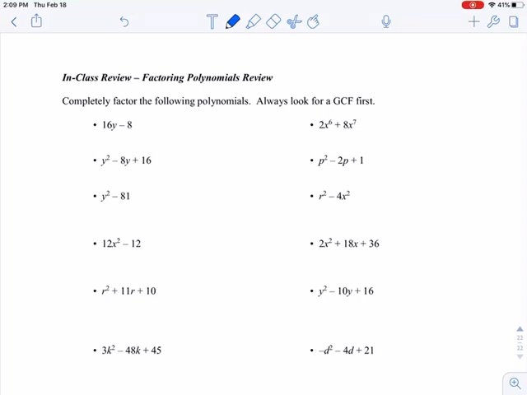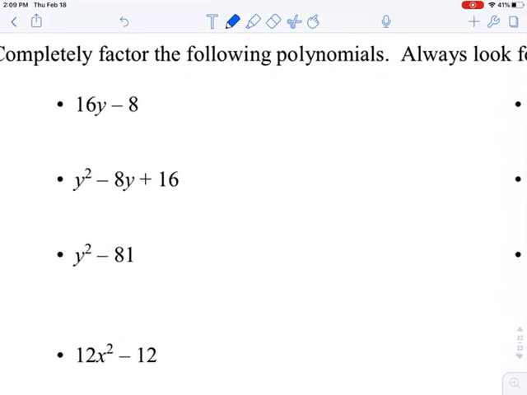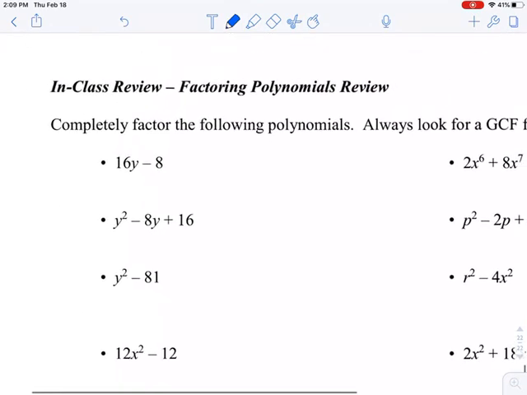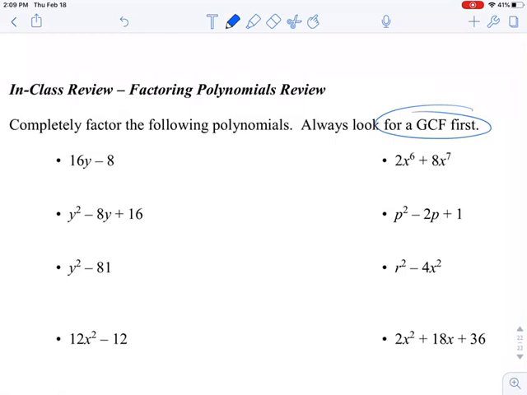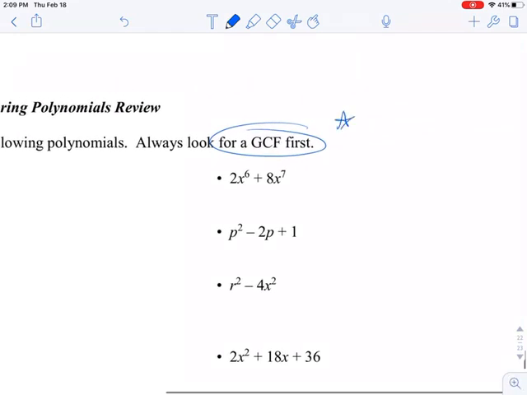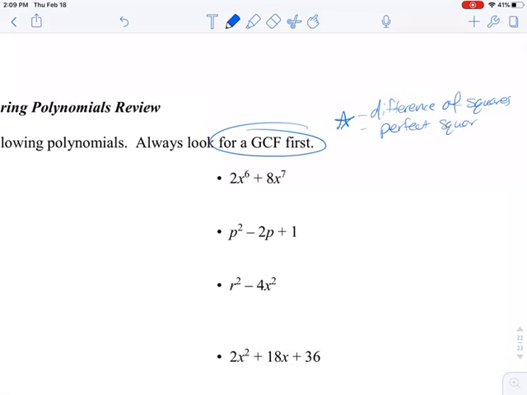All right, I'm going to run through these problems just to go over factoring review. There's a couple things we need to remember. Always remove the GCF first if you can. And other things to note, look for difference of squares. Look for perfect square trinomials. And what else can we remember?